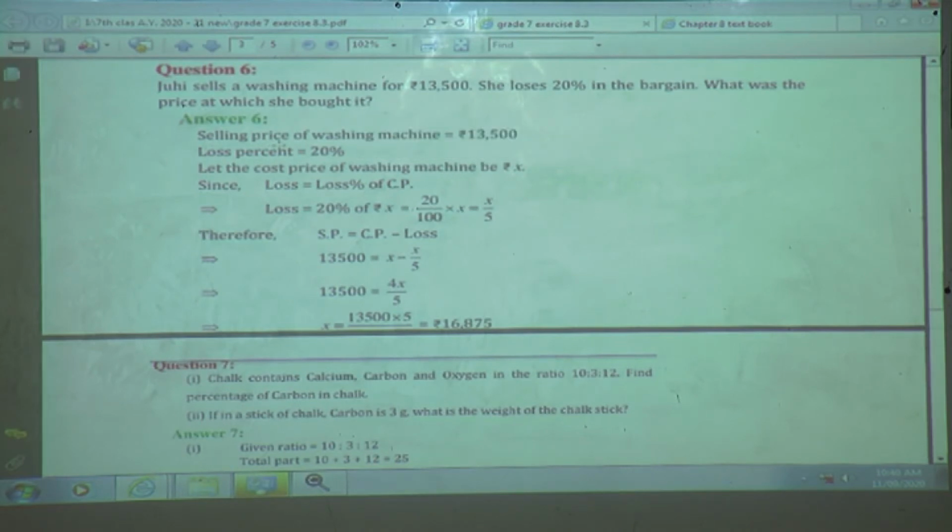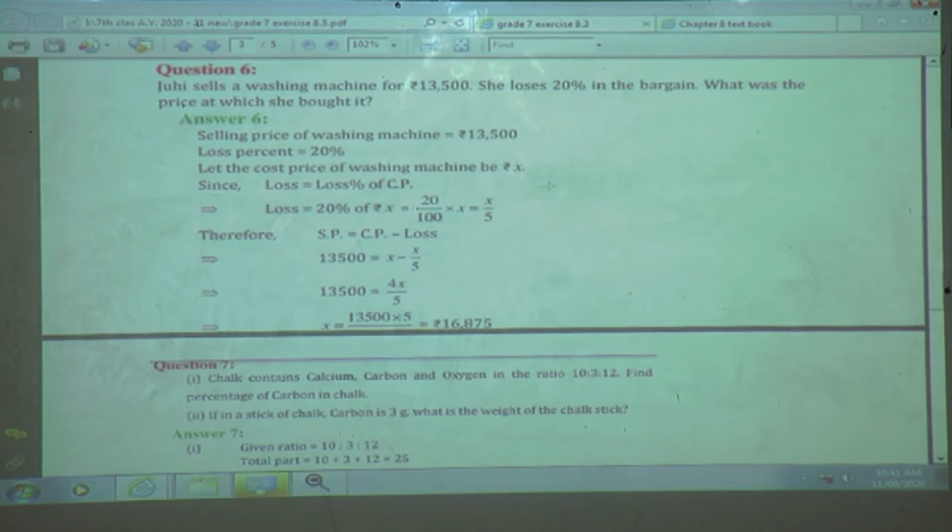Now the selling price of the washing machine is equal to rupees 13,500. The loss percentage is 20%, which is given in the statement. So let the cost price of the washing machine be X. We don't know it because we have to find it out.